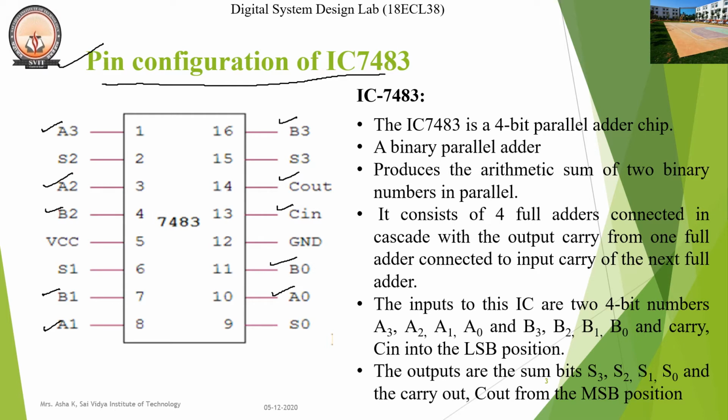This binary parallel adder produces the sum S3, S2, S1, S0. For this integrated circuit, we require a power supply VCC and a ground pin which is connected to pin number 12. The pin configuration of the IC 7483 is shown in this figure.